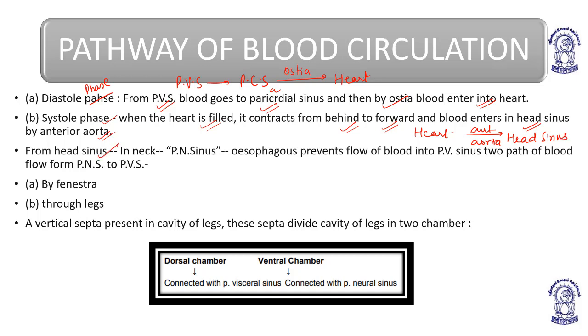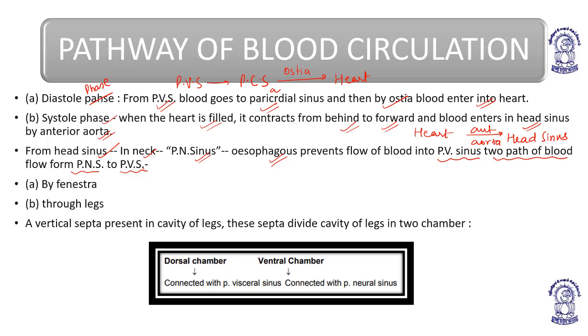From the head sinus the blood goes to the neck, from the neck it goes to the neural sinus, and from the neural sinus it goes to the esophagus. The esophagus prevents the flow of blood into the perivisceral sinus again. Understood?